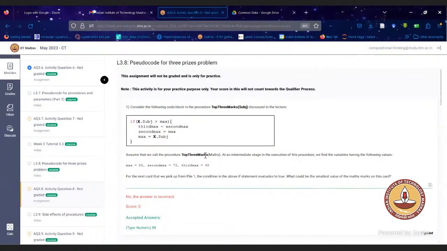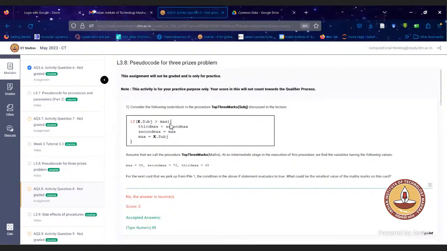We are not comparing for the third max, right? Yes, sir. So which is why the value is actually 89 and not 69. Does that answer your question? Yes, sir, fine. Sure, because this is the condition we are testing.